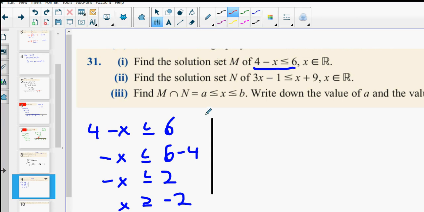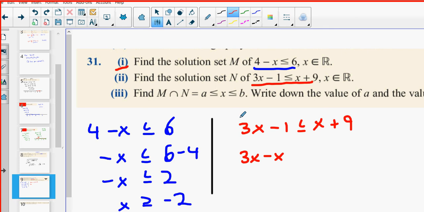Yep. Here, I multiply by minus 1. Yeah, when you multiply by minus 1, it has to change direction. Okay. What about here, guys? And no, it's not a blockout one. It's just move the x's to one side. So 3x take away x less than or equal to 9 plus 1. 2x less than or equal to 10. X less than or equal to 5.